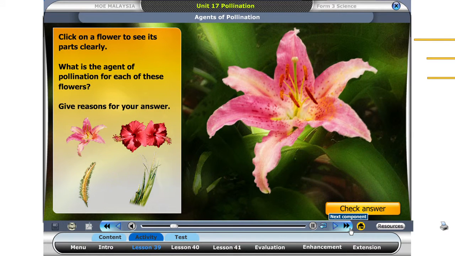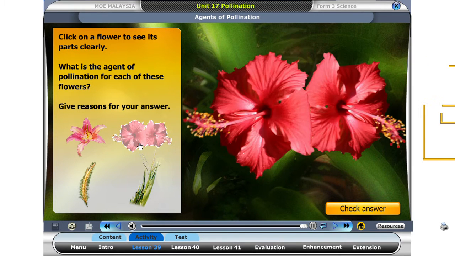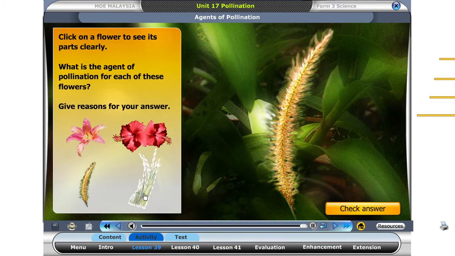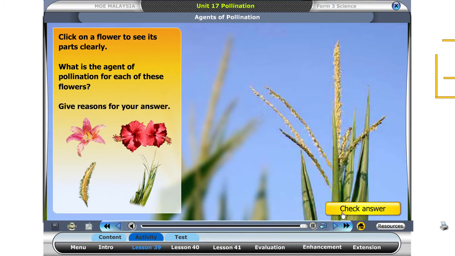Here are several flowers. Click on a flower to see its parts clearly. What is the agent of pollination for each of them? Grass and maize are wind-pollinated flowers because they have small pale-colored petals, stigmas and anthers that hang outside on long styles, and a large amount of small and light pollen grains.